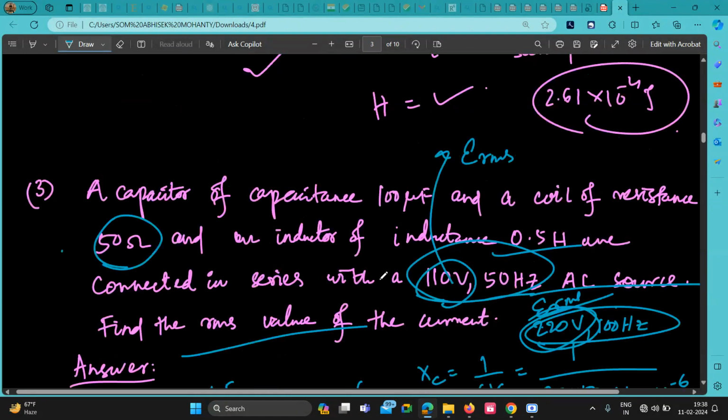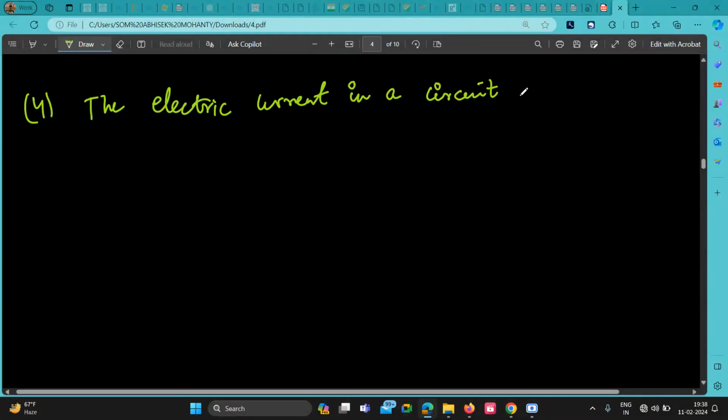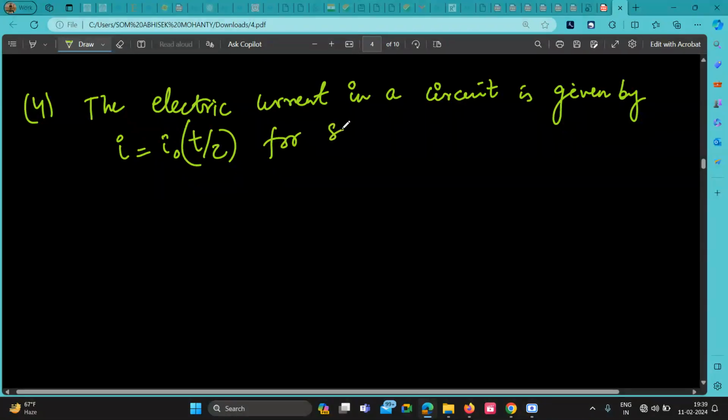Okay. Next question. Write down question number 4. The electric current in a circuit is given by I is equal to I naught T by tau for some time. Calculate the RMS current.